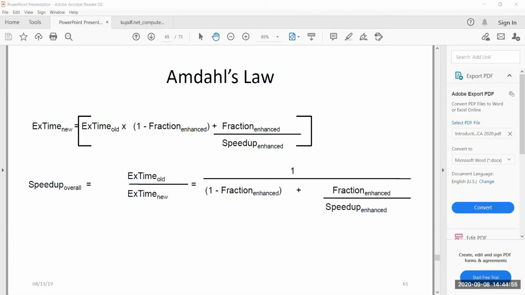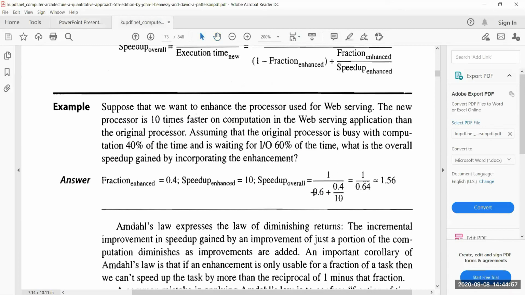So it is 1 by (1 minus fraction enhanced), 1 minus 0.4 will be 0.6, plus fraction enhanced by speedup, speedup is 10. So you are gaining a speedup of 1.56 times than the original mode. Compared to without the enhancement, the speedup that you have gained is by a factor of 1.56 times.